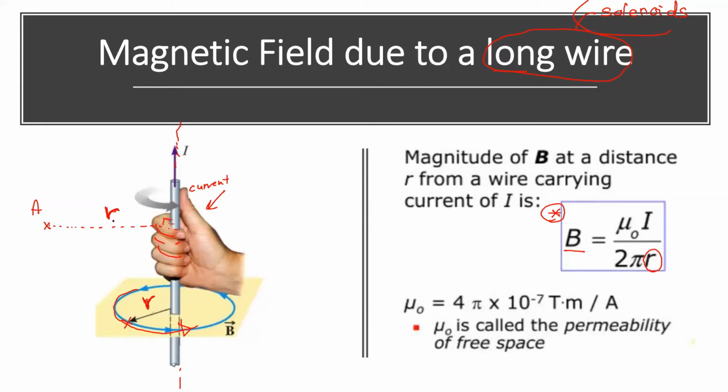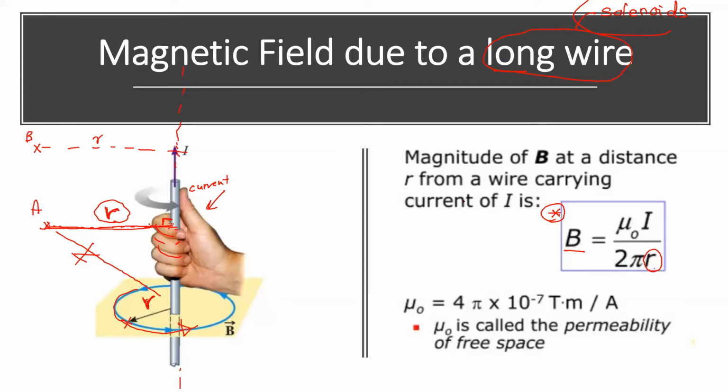So always this R is the perpendicular distance from the wire, from your current. Okay. You shouldn't take a distance like this. So some distance like this is wrong. Always the perpendicular distance, because this is a very long wire. So you can draw a perpendicular from any point to the wire.